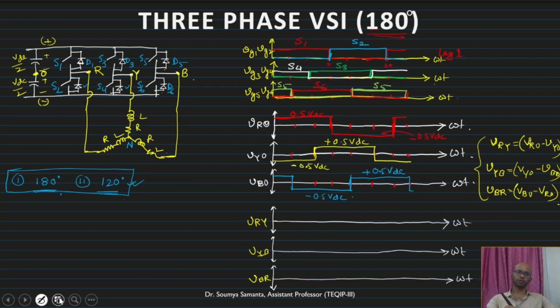Now let us start drawing. First, start with the red phase. So first 0.5 VDC, and this is minus VDC by 2. But there is a minus sign here. So this minus and this minus will make a plus. So we will get VDC. Up to which point? Up to this point, 120 degree. So let us draw.